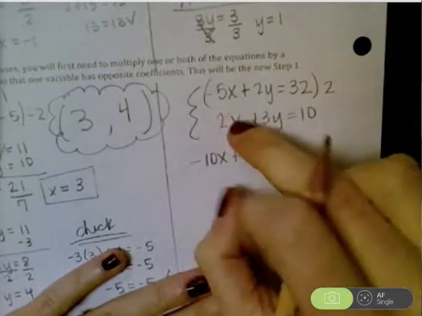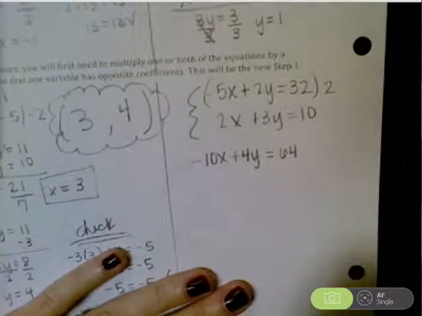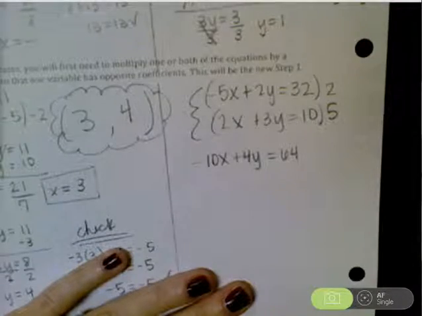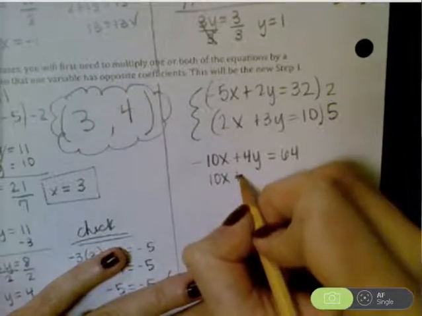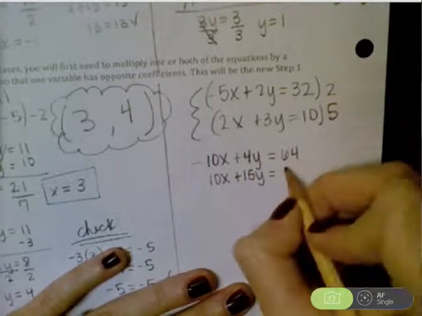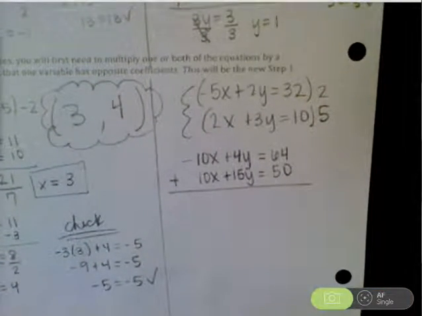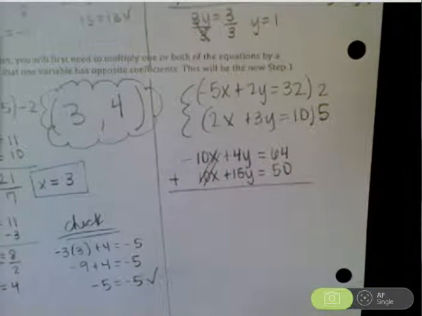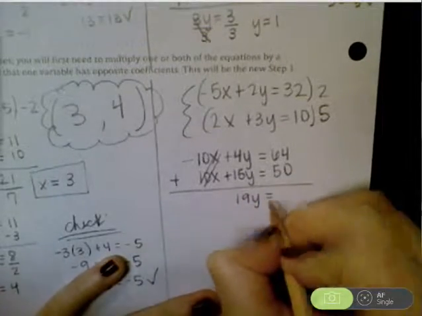Now I'm not done yet because I still need to change my second x value to have a coefficient of 10. What would I need to do to 2x to make it have a coefficient of 10? 5. Right, so I'm going to multiply the entire equation by 5. So 5 times 2x, 5 times 3y, and 5 times 10. Now I can move forward and add them together. Negative 10x plus 10x is 0, so that cancels out. 4y plus 15y is 19y. And 64 plus 50.